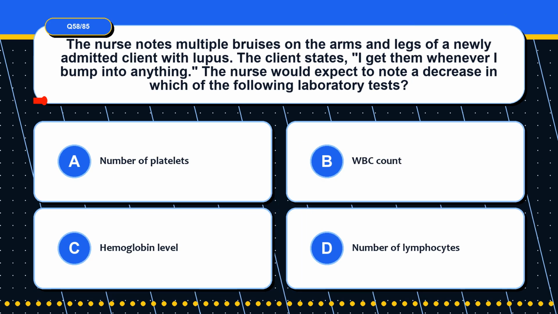Question 58. The nurse notes multiple bruises on the arms and legs of a newly admitted client with lupus. The client states, "I get them whenever I bump into anything." The nurse would expect to note a decrease in which of the following laboratory tests? Here are the options. Option A. Number of platelets. Option B. WBC count. Option C. Hemoglobin level. Option D. Number of lymphocytes.